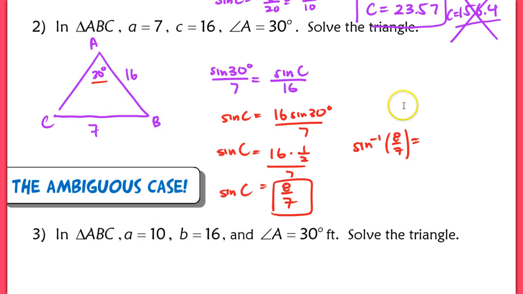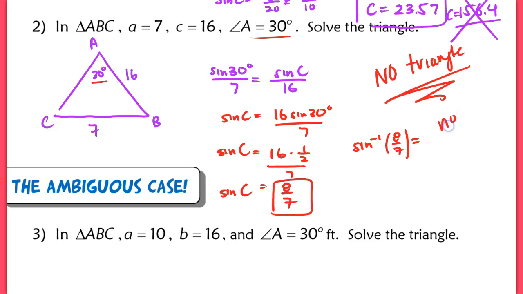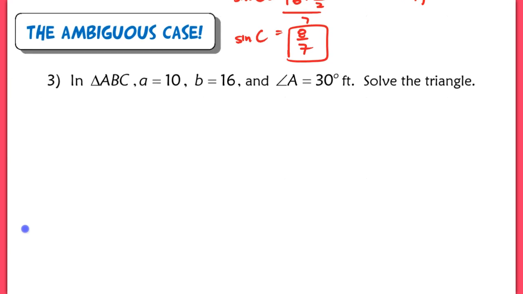So here is a case where there is no triangle. Okay, there is no such triangle that would have these particular side lengths and this particular angle measure. So here we get no solution. Okay, we can't solve this triangle because it cannot possibly exist. Now the third type of case with the angle side side, we call this the ambiguous case.